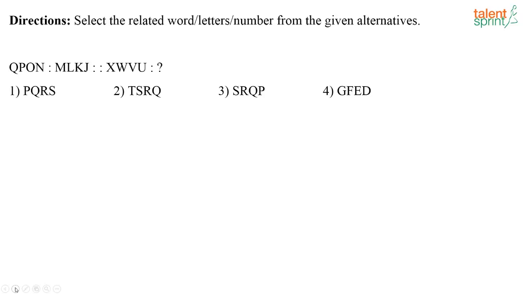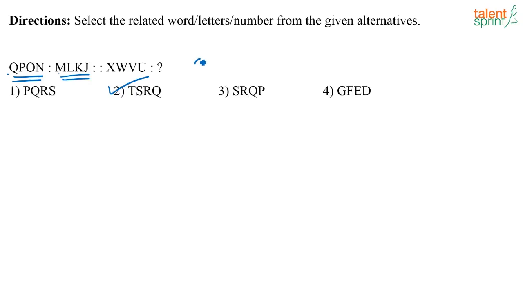Next, analogies, question on analogies, right? QPONMLKJ is to X, WVU is to dash. Yes, very easy, no? See, JKLMNOPQ. So what should come here? See, basically I am writing down the 4 letters, okay? In the reverse order, the next 4 letters. So similarly here if I have X, W, V, U, here next what should come? P, Q, R, S, T, U, V, W, X, correct? So that should be option 2.